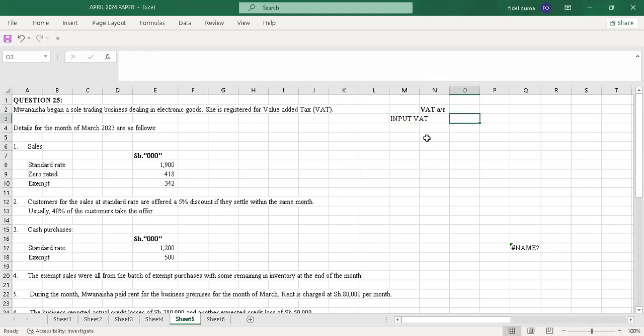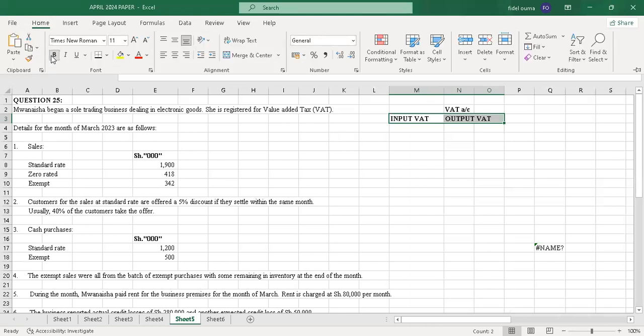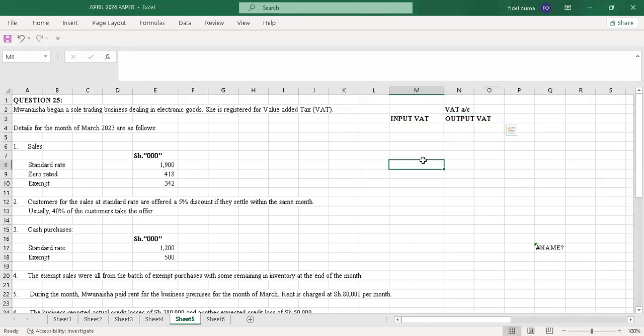Then the other column, let me just increase this. Then here we'll have the output VAT. So this is the format for the VAT account. This was the first thing you are supposed to do. You have to know the format for the VAT account because you can't work on this question without knowing the format of the VAT account.